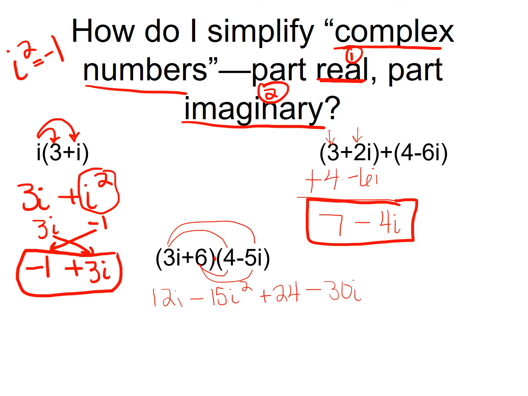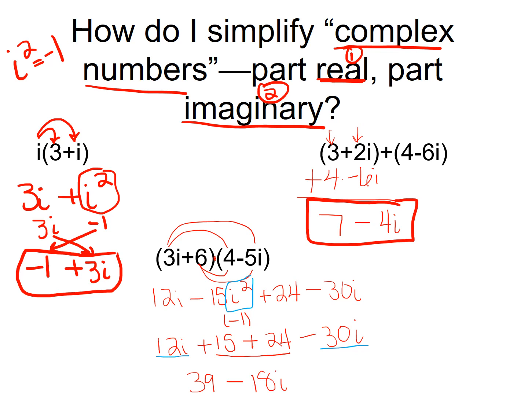And now from here we have to simplify. Well, you'll notice again that we have this i squared, which is a -1. So we can replace him with a -1, and that's getting multiplied by this -15. So we're going to have 12i plus 15, because we're taking -15 times -1, plus 24, minus 30i. And now we need the real part to come first and the imaginary part to come second. So let's do the real numbers, which is 15 plus 24, which is 39. And now we have to do the imaginary part, which is 12i minus 30i, which is going to be a -18i.